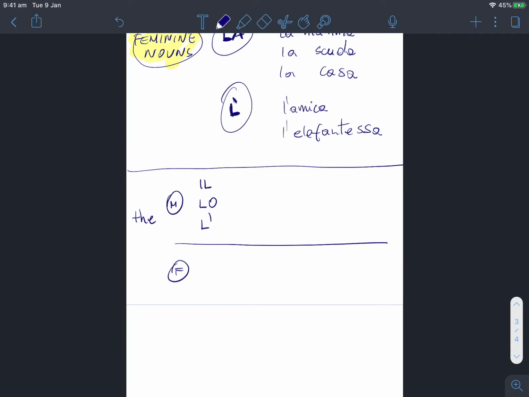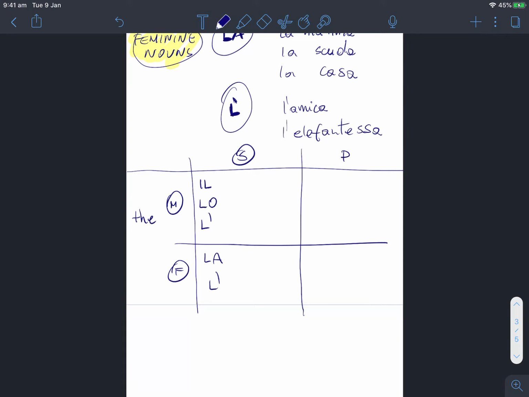In the feminine nouns, remember you need to know that all the nouns in Italian actually have a gender. Okay, so you need to know that. You need to remember that. Can't forget that ever. So you have this, and then here you have la and L apostrophes. Okay, and here you have singular, and here you have plural.